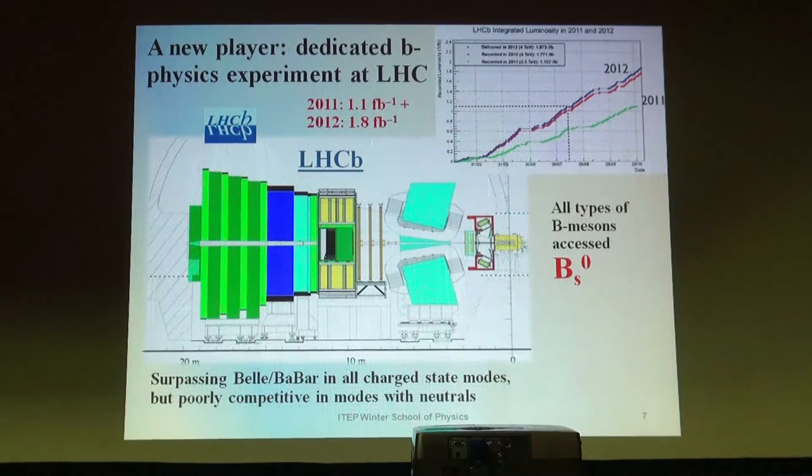And it should be noted that for charged modes, when B decays only into charged particles, LHCb is already more sensitive for measurements than the B factories, because using the common vertex of these charged particles, they can have a very clean sample. But for neutrals, they are not competitive. So only very energetic photons can be used for analysis, for example. They can study radiative B decays.